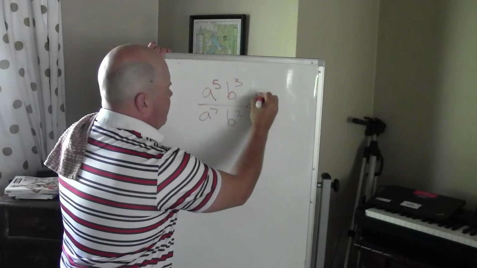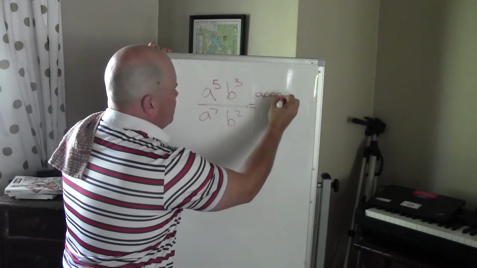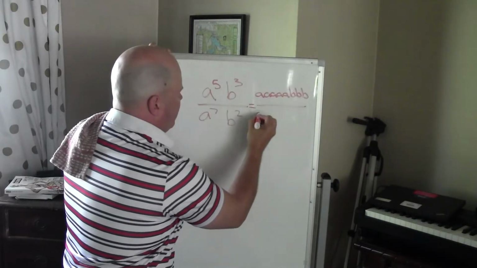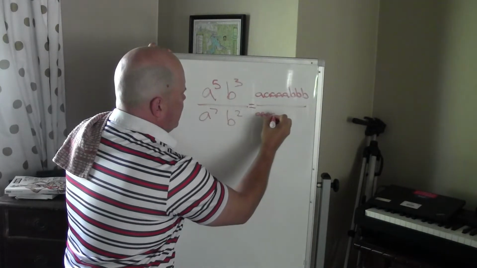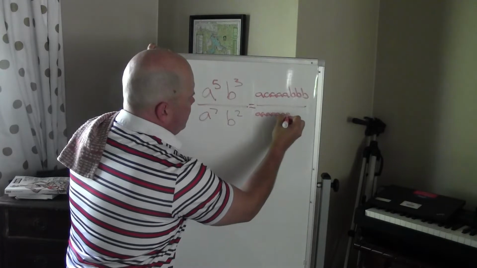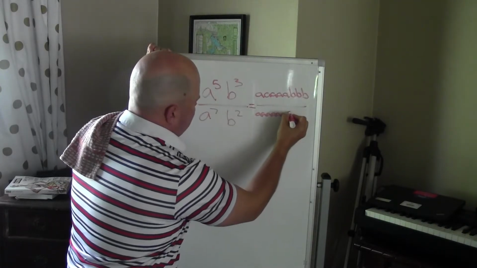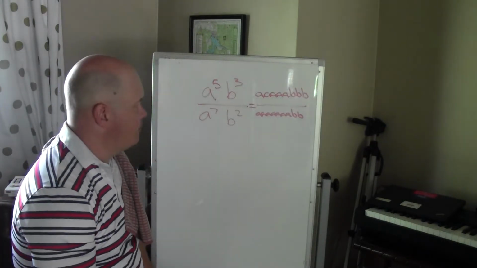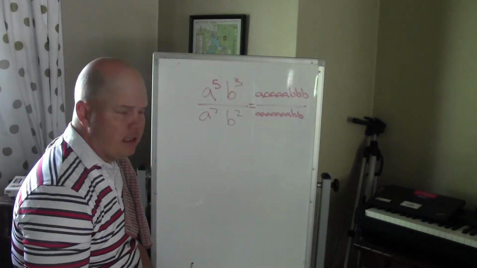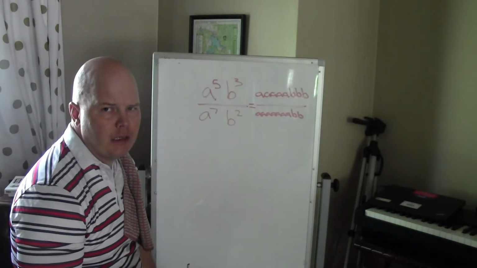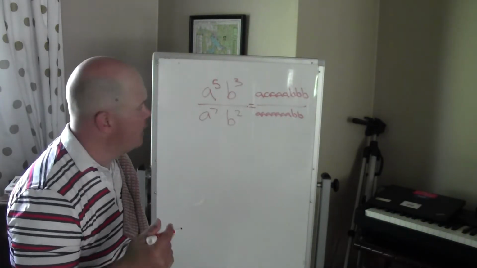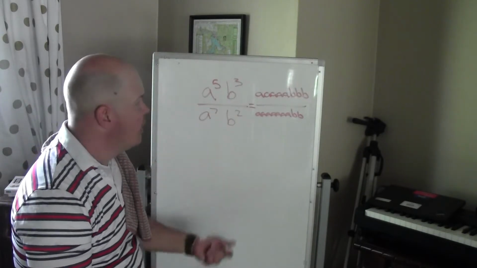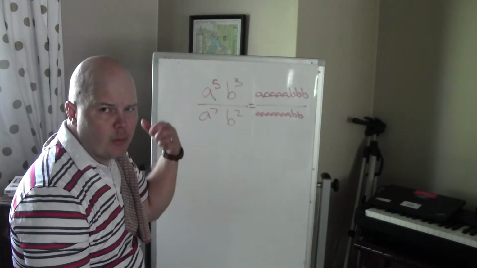In this case, we'd have a times a times a times a times a times b times b times b on top. And on the bottom we have a times a times a times a times a times a times a, that's 7, times b times b on the bottom. Now, when I'm looking at that, it looks kind of intimidating to me, but I'm not going to get messed up by that. I'm just going to cancel out anything that's the same on top and bottom, because anything divided by itself is 1, so we can cancel it out.